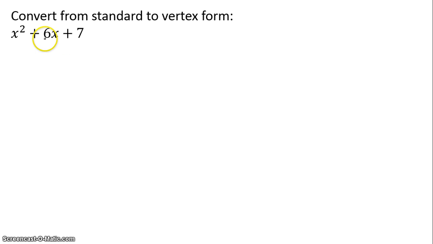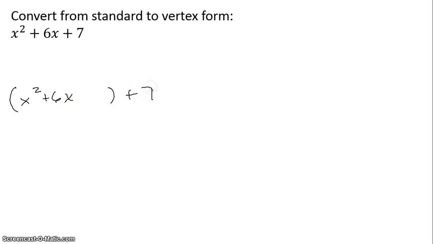I have x squared plus 6x plus 7. Again, make sure our coefficient is a 1 here. If not, we'd have to divide everything by our a term. Our a is 1. So let's go ahead and give ourselves some space here. x squared plus 6x, and leave that gap again.